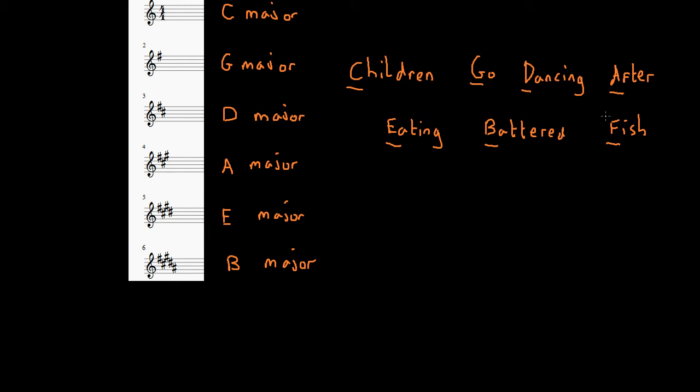So these are the sharp keys. These are the keys that have a certain amount of sharps at the beginning of each line. The other ones you need to know are these ones. So, as we said before, no sharps or flats is C major. 1 flat in this instance is F major.